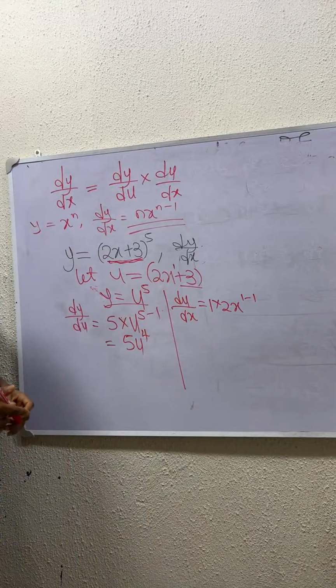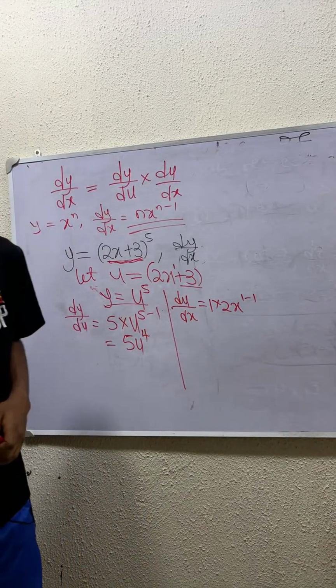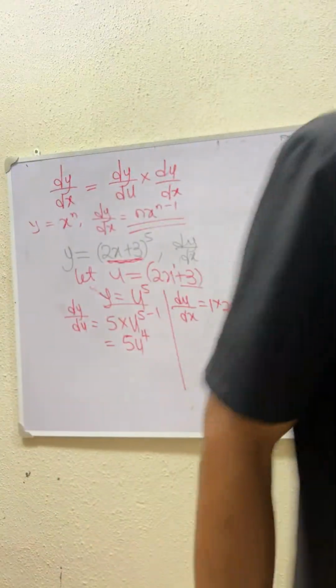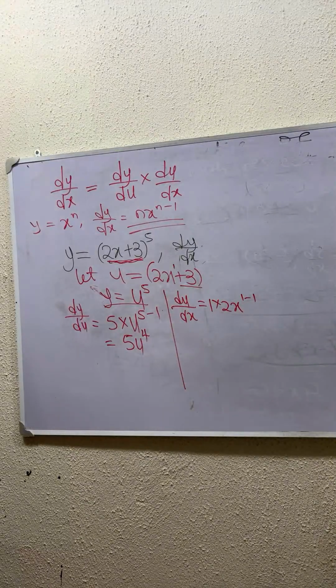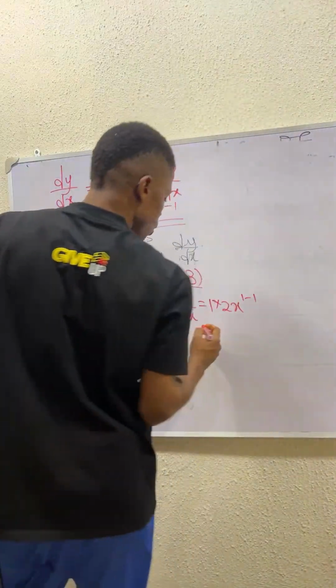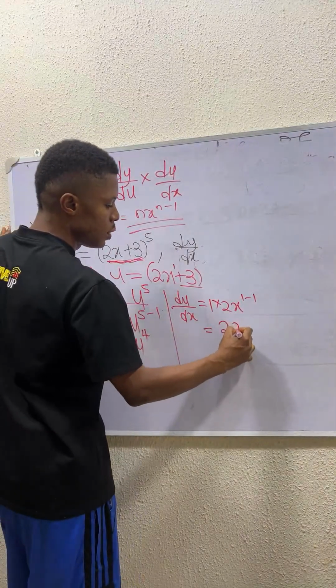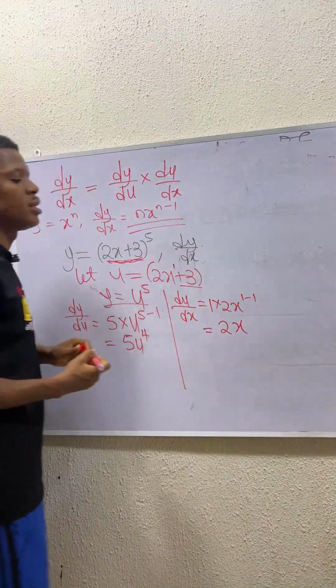So what is 1 times 2? 1 times 2 is 2. So we have it as 2x. 1 minus 1 is what?